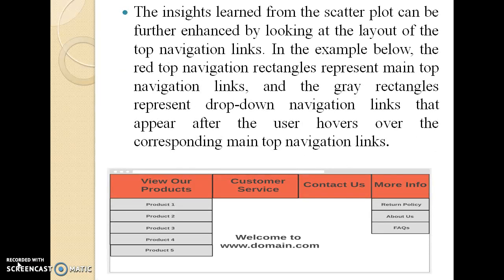The insights learned from the scatter plot can be further enhanced by looking at the layout of top navigation links. In the given example below, the red top navigation rectangles represent main top navigation links that include View Our Products, Customer Service, Contact Us, and More Info, which are said to be the main top navigation links, and the grey rectangles represent drop-down navigation links that appear after the users hover over the corresponding main top navigation links.